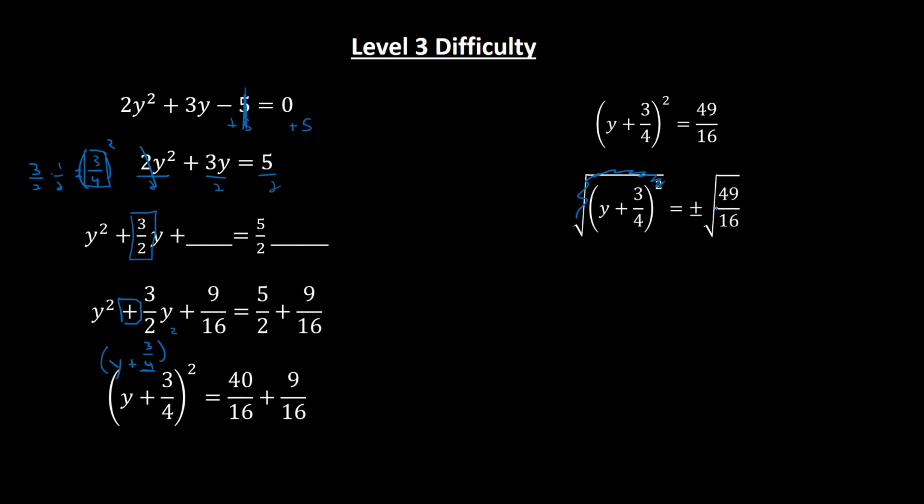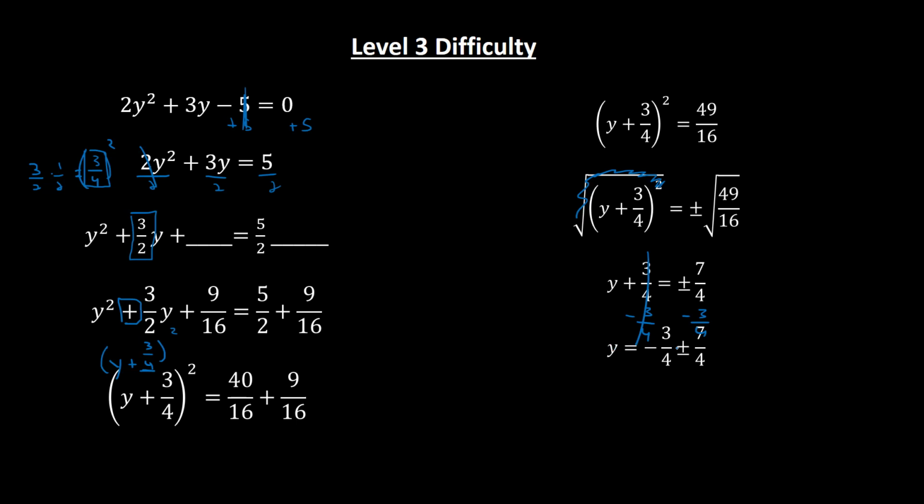And then on the right side, we have the square root of 49/16. Square root of 49 is 7. The square root of 16 is 4. So the right side is 7/4. Then solve for y by subtracting 3/4. So now we have y equals, and then negative 3/4 plus or minus 7/4.